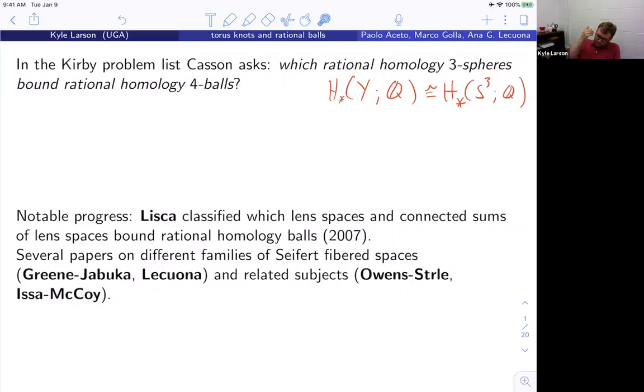And let me just point out, I gave talks a year ago on similar subjects, and I introduced the rational homology cobordism group in dimension three. This is a group formed by taking the set of all rational homology three spheres and modding out by the equivalence relation of rational homology cobordism, and this admits a group structure where the group operation is connected sum. And it turns out that if a three manifold bounds a rational homology four ball, that's equivalent to being trivial.